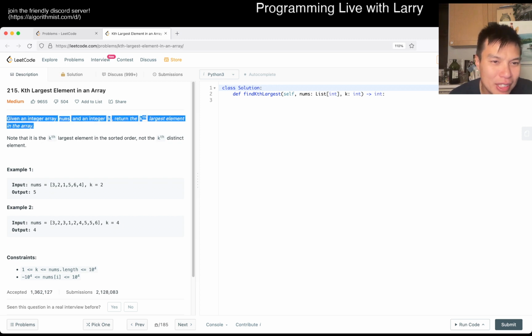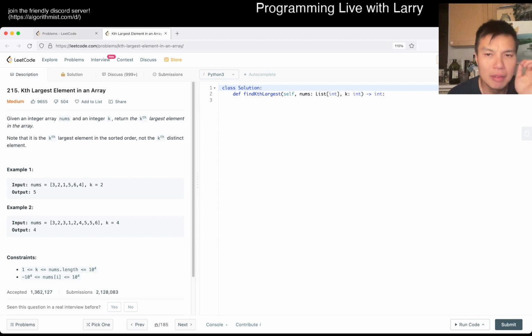Anyway, given an array nums, return the kth largest element in the array. Note that it is the kth largest element in sorted order, not the kth distinct element. Okay. I mean, there are always a couple of variations on this problem, which is why I'm trying to think about what to say. But that said, this is a very standard problem.